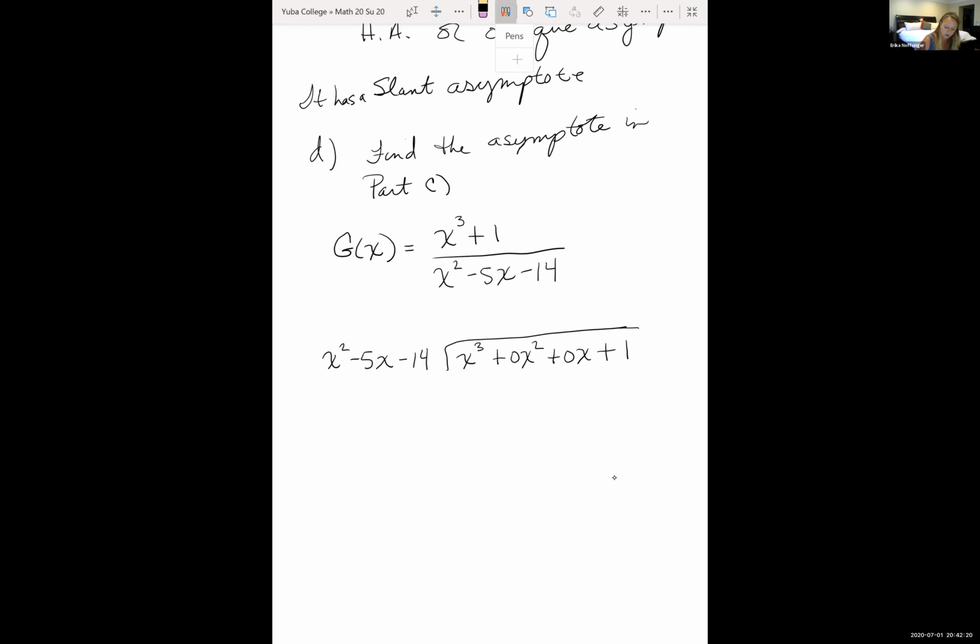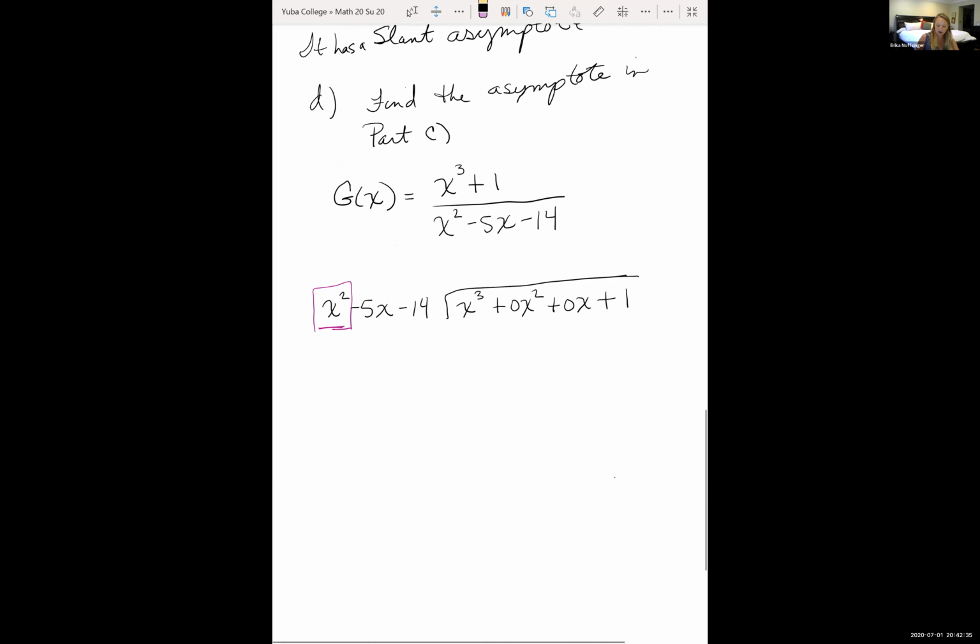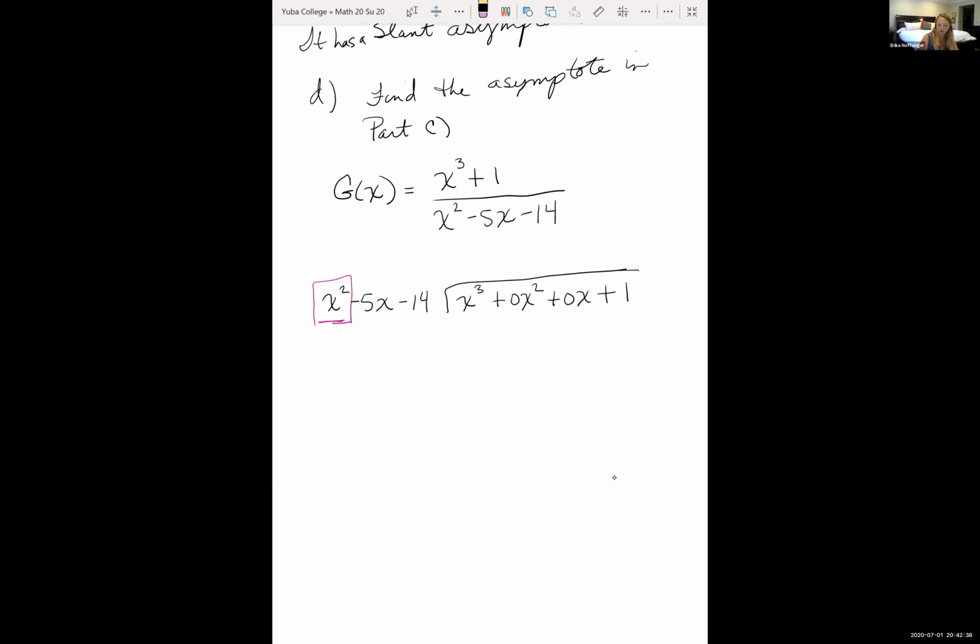So long division, really all you're looking at is the first term in your divisor, which is x squared. We're always using this to determine what we're going to use to multiply. So first thing you're looking at is x squared times what would give us the first term in our dividend, which is x cubed. And so an x times an x squared is an x cubed. And so we're going to want to put an x there. Sometimes people put it just above that term. So this was an x, so I'm going to put it above here.